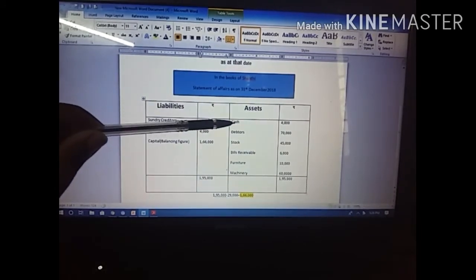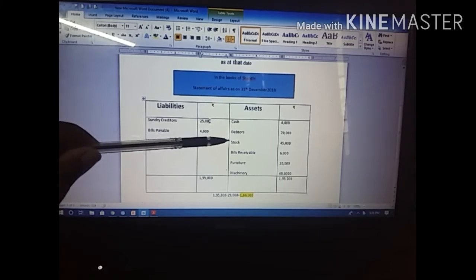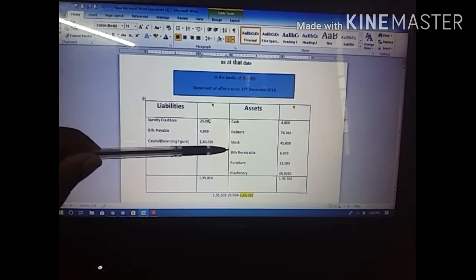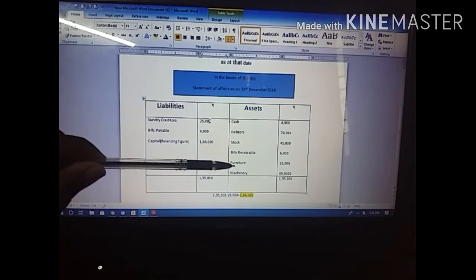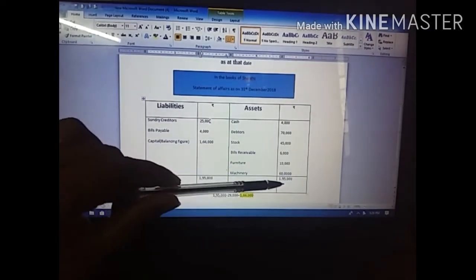Likewise, I have to put assets: 4,000, debtors 70,000, stock 45,000, bills receivable 6,000, furniture 10,000, machinery 60,000. So likewise, I have to add all the information. After filling in the information, I have to find out the value. So I have to add the liability side and asset side separately. I get 1,95,000 and 29,000. If you add the assets, you get 1,95,000.